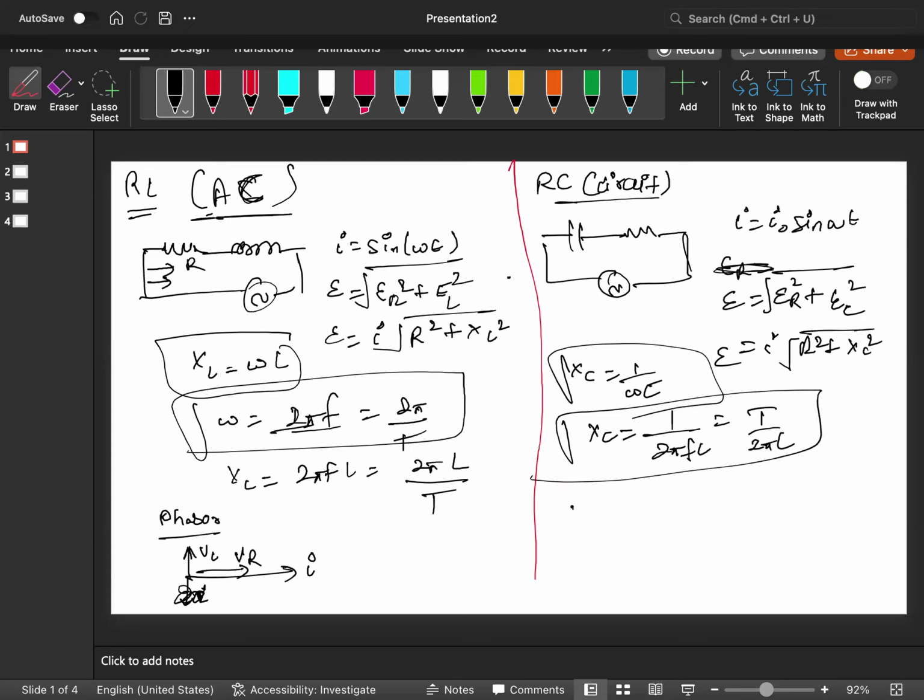I hope this is fine. If I ask you what is I naught, I naught is nothing but E naught, the maximum current, right? Maximum voltage which you ever have. So that will be E naught itself.